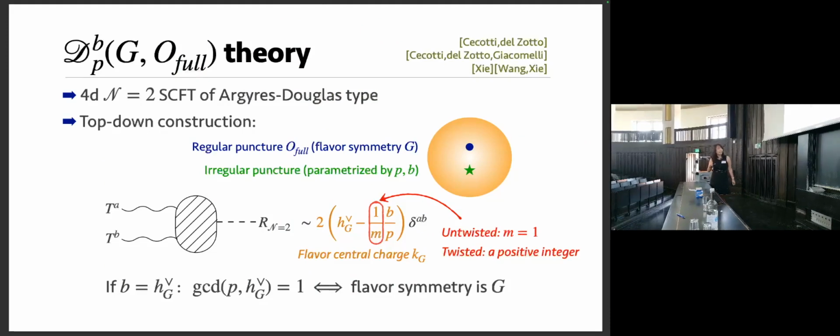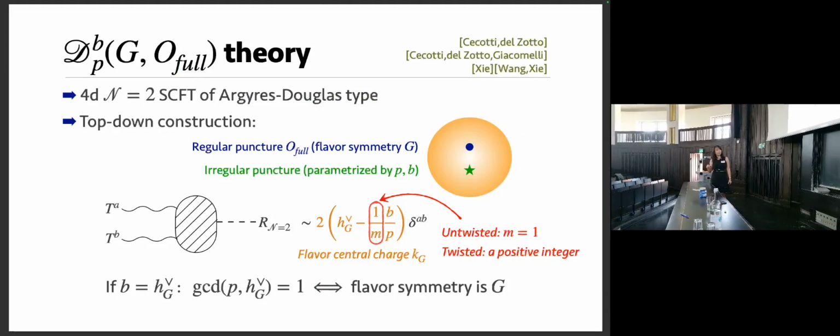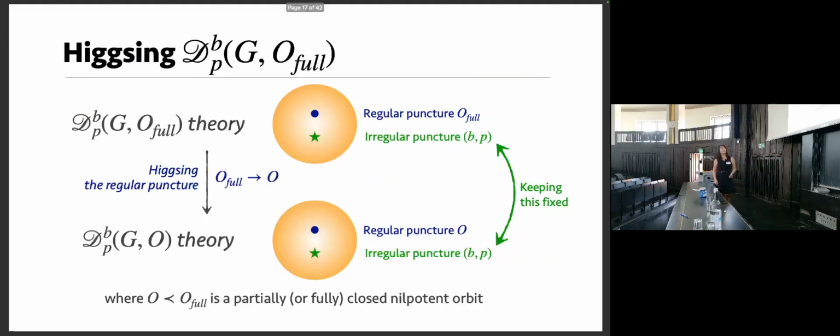And before I get there, I'm going to flash up an interesting fact: when this B is exactly h_G check, that's the easiest type. And then if P and h_G check are coprime, then the flavor symmetry does not get enhanced, because here the flavor symmetry is either just given by the regular puncture or enhanced by having this value. And when this is the case, it does not get enhanced from this additional element.